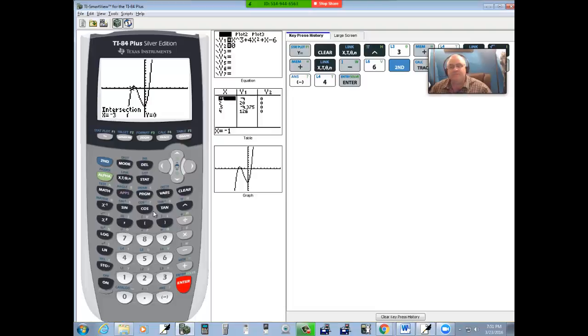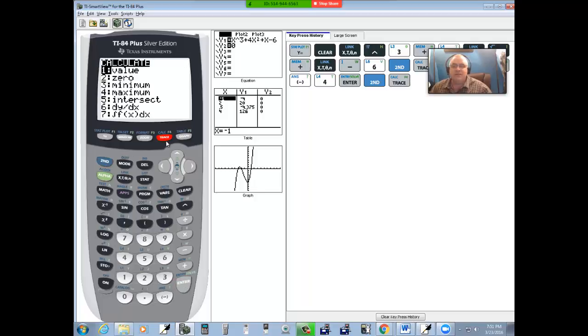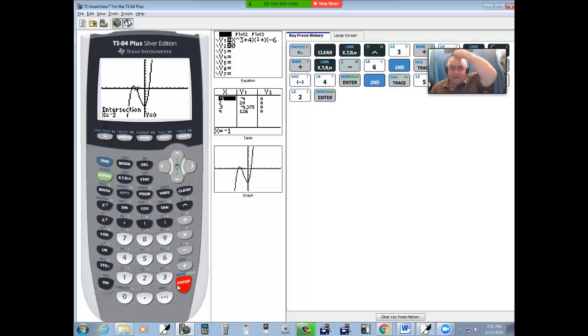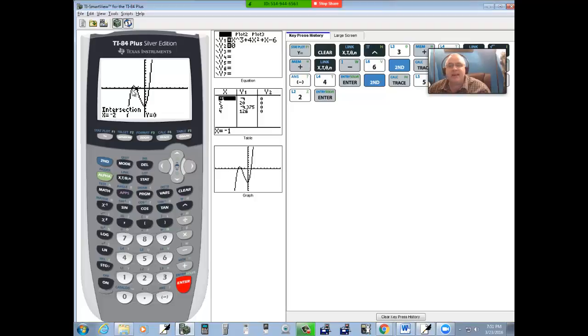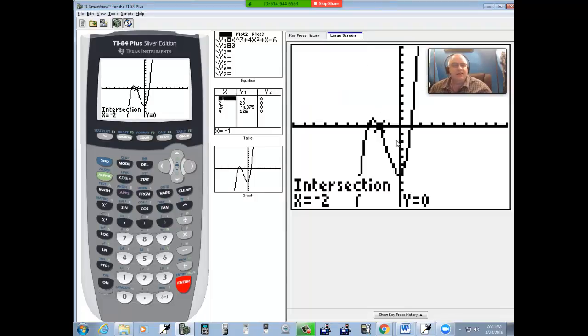Okay. Now let's find our second one. Probably negative 2 if I had to guess. So I do second trace, choose intersect, enter on first curve, enter on second curve, and we put negative 2 in. And it comes back and tells us negative 2. I was pretty sure it was negative 2 because I could see it coming up a little bit above the x-axis, coming back down. If I look at the larger screen, you can see it's coming up and then coming back down, so negative 3 and negative 2.